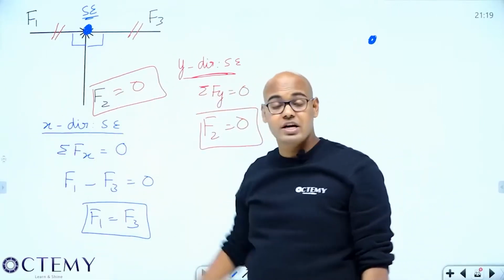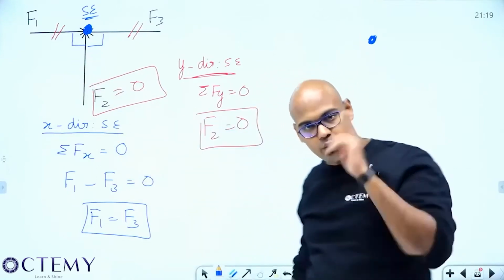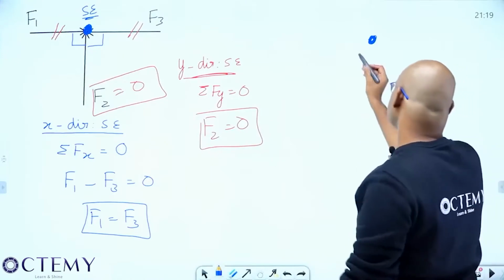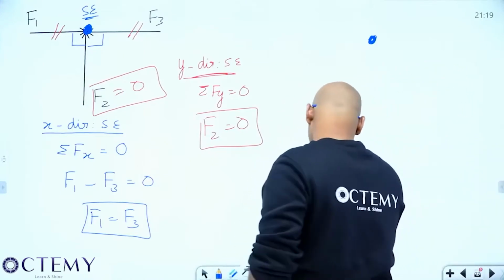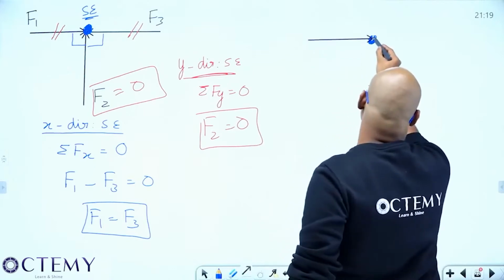That member is called a zero force member. These members are called what? Zero force members. Now, listen here carefully. Suppose they are not like that. They are in this fashion.